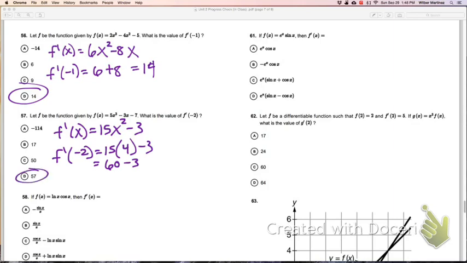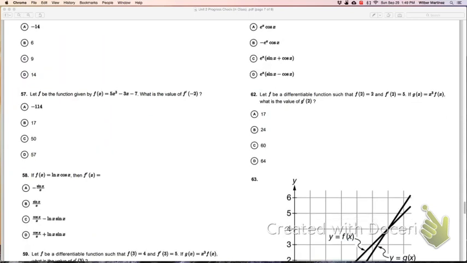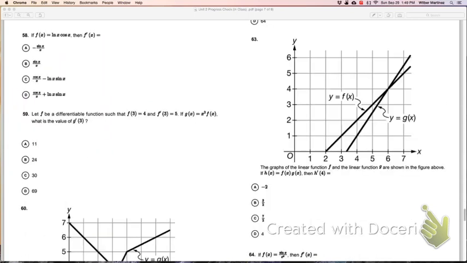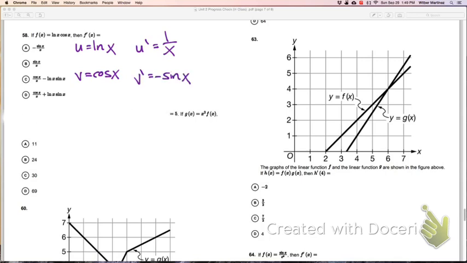we have ln of x times cosine of x, and that is a product rule. So when I find the derivative, I have u equaling ln of x, v equaling cosine of x, u prime would be 1 over x, v prime would be negative sine of x. Since this is product rule, I'm going to multiply backwards and then multiply forwards. So we have cosine of x times 1 over x, or just cosine of x over x, plus ln of x times negative sine of x.